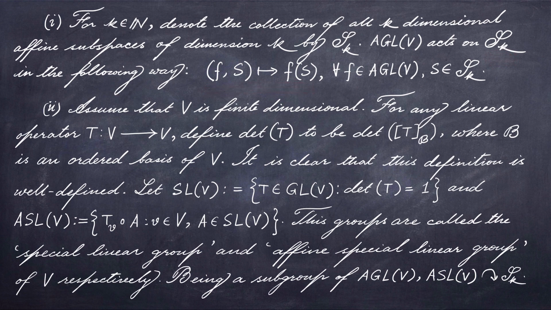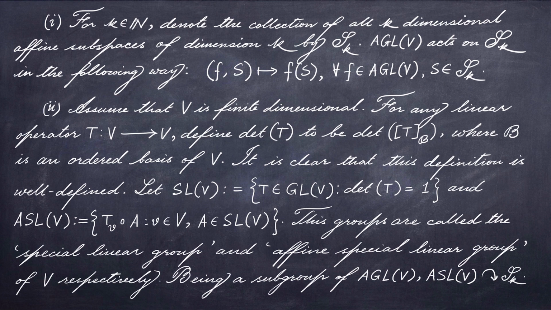Earlier we have seen that for any given k, the general linear group acts on the collection of all k-dimensional subspaces. Now the affine general linear group acts on the collection of all k-dimensional affine subspaces. And the action is in the natural way, because under an affine transformation, the image of an affine subspace is again an affine subspace, because an affine transformation is nothing but a linear map followed by a translation.